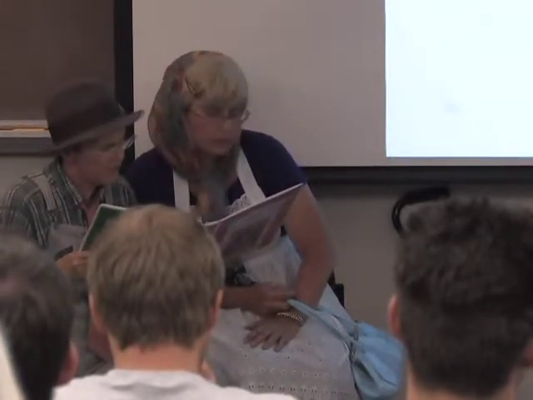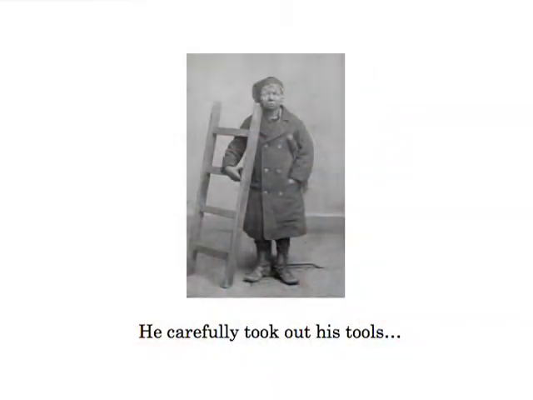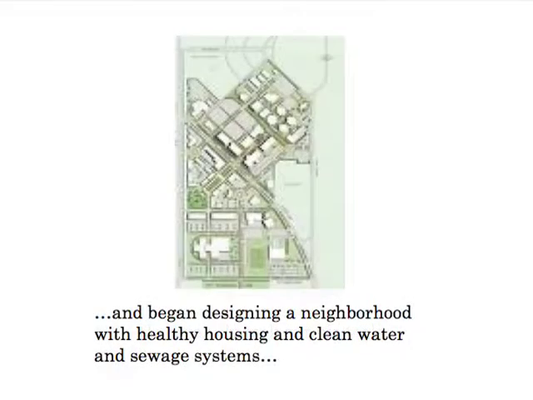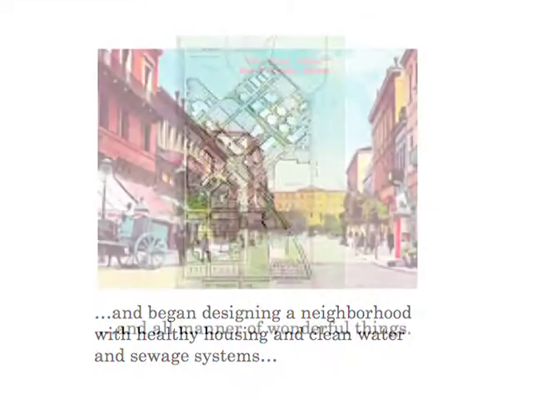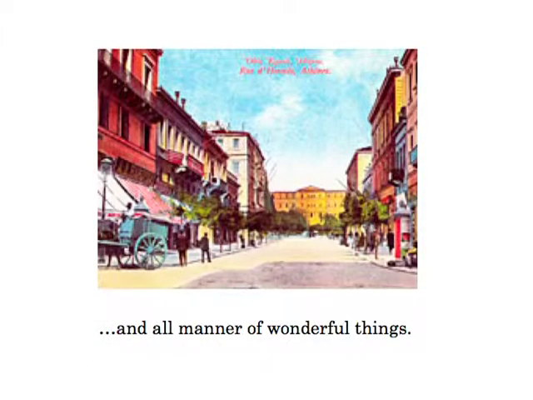So Brother Planning decided he'd just have to do something about it himself so that other children would not have to watch their siblings suffer. He carefully took out his blocks and tinker toys and began designing a neighborhood with healthy housing and clean water and sewage systems and all manner of wonderful things.